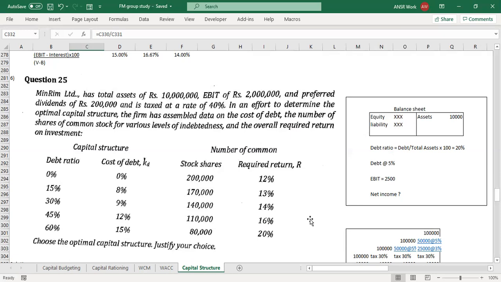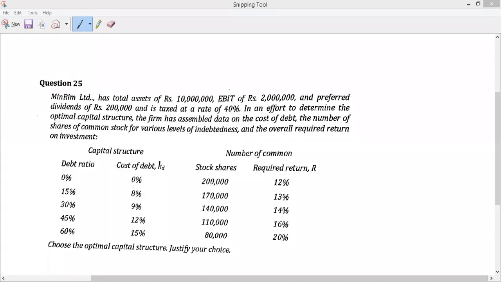Dheeraj, I got the net income as 10 lakhs. Give me 1 second. I just want to share this question in a different window. Net income of how much did you get? 10 lakhs. 10 lakhs is the correct answer.